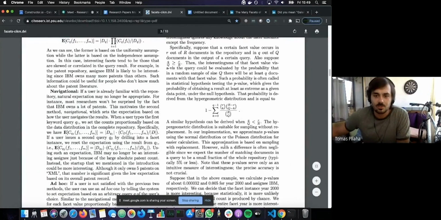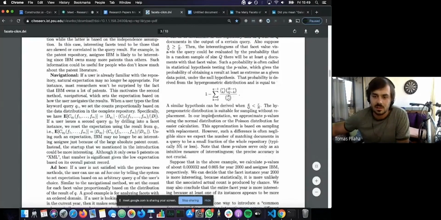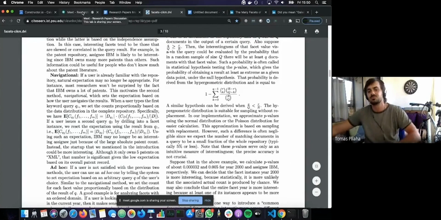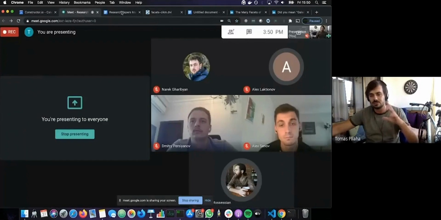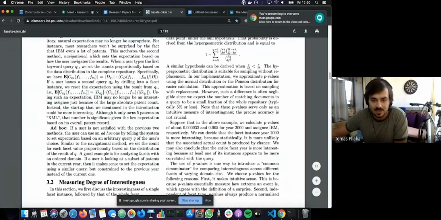And they talk a bit about how they approximate p-values using the normal distribution or the Poisson distribution for easier calculation. However, whether you use sampling with replacement or without replacement doesn't matter too much. Here we're just trying to get an approximate score of how strange, how interesting it is that we get that many matches.